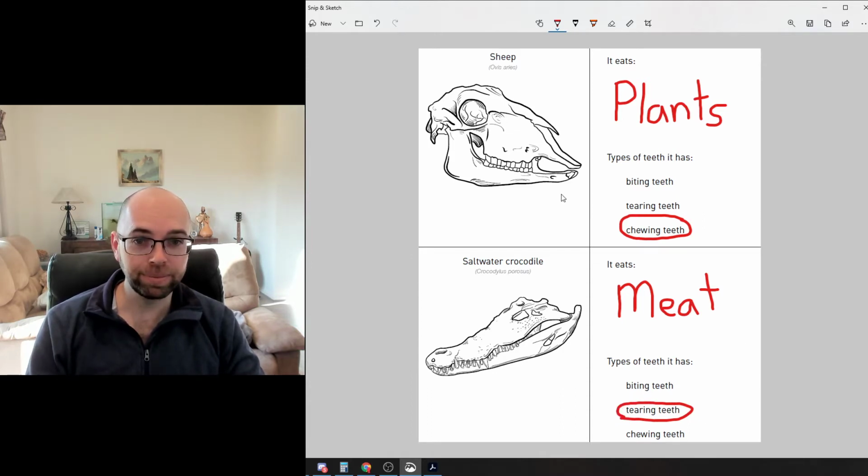Where the sheep has chewing teeth, it's got its molars. Okay. The tearing meat off a bone, no, it doesn't. It doesn't have any canines. And biting teeth, this one doesn't have any here that we can see. Some sheep of different age do have some incisors, but not on this skull here.